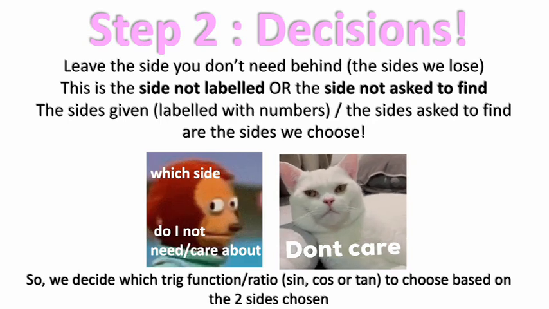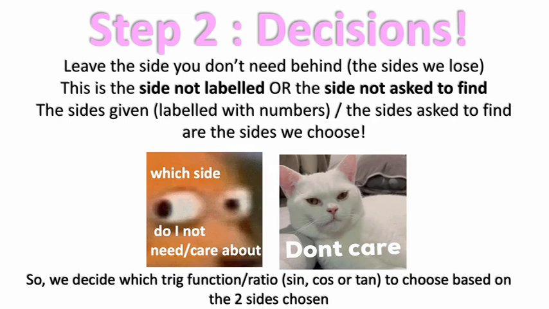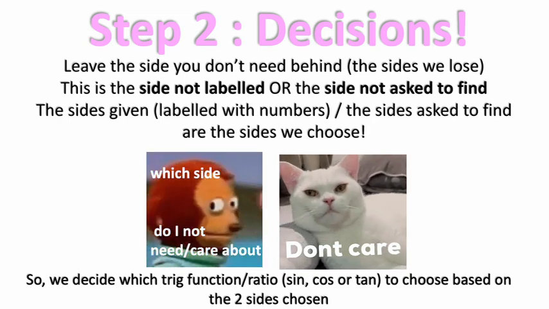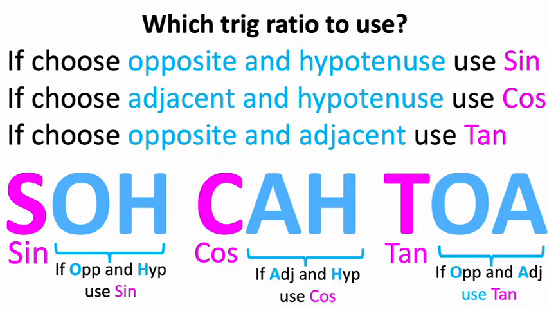With SOHCAHTOA we can fly, leave the side you don't need behind. That's a side not labeled nor asked to find, but the remaining sides, they give you news on which trig ratio to use. Opposite hypotenuse, use sine. Adjacent hypotenuse, use cos. Opposite adjacent, use tan.